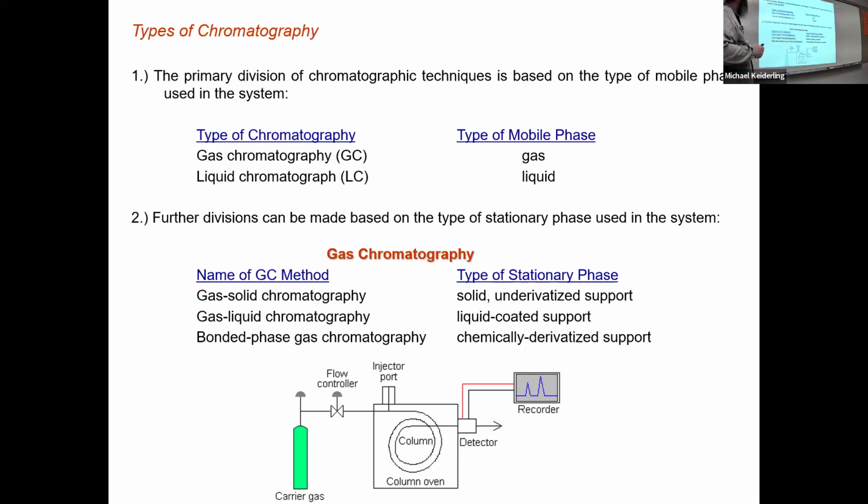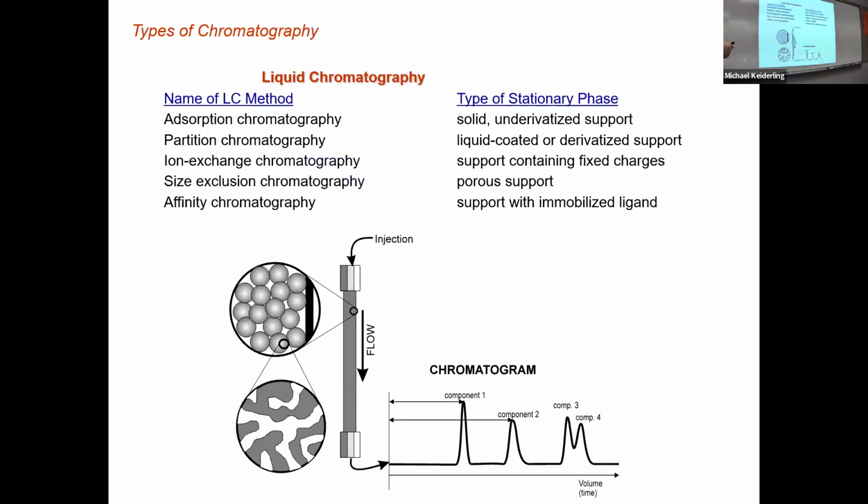Chromatography is primarily separated into gas chromatography that uses gas as its mobile phase, and liquid chromatography that uses liquid as its mobile phase. For gas chromatography, there's gas solid, gas liquid, bonded phase gas chromatography, based on the type of stationary phase, whether it's solid, liquid, or some chemically derivatized support. And for liquid chromatography, based on the interaction with the stationary phase, you have adsorption chromatography, partition chromatography, ion exchange chromatography, size exclusion chromatography, and affinity chromatography.